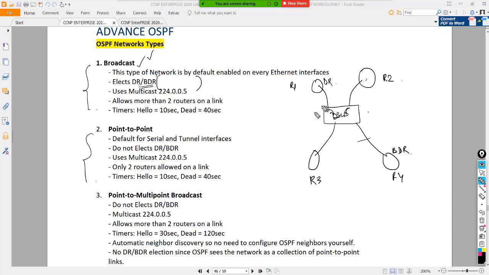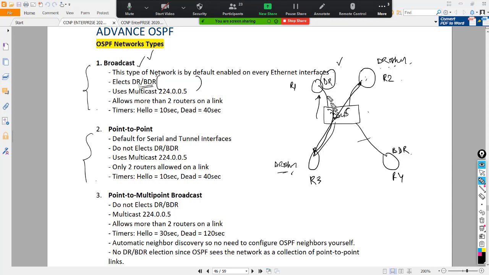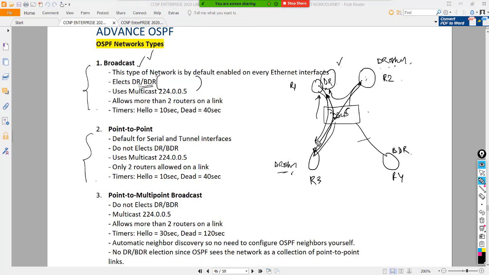Now all the communication happens over the DR. So the two DR others don't even have to form full adjacency. Let's say this is a DR other and this is a DR other. They don't have to be forming the complete adjacency. They just need to make sure that they have full adjacency with the DR only. And the DR will send the updated packet every time to the other routers. That's in the case of broadcast network type.